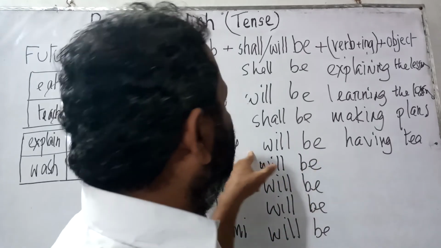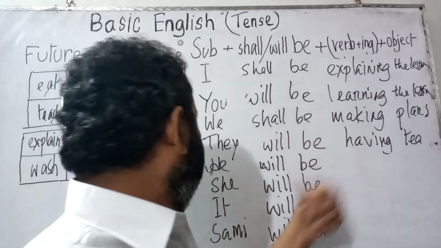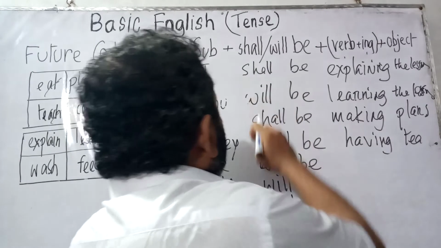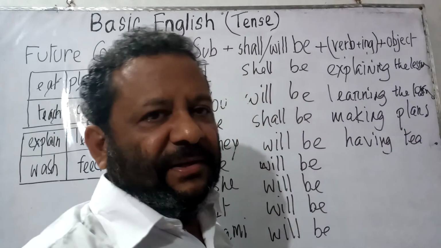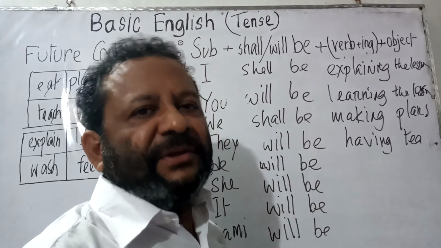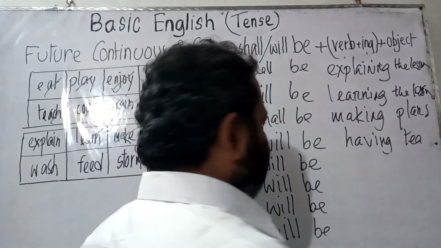Say, he will be having tea. She will be having tea. It will be having tea. Sami will be having tea. I shall be having tea. You will be having tea. We shall be having tea. Now, any sentence can be turned into many sentences. Many new sentences we can form.